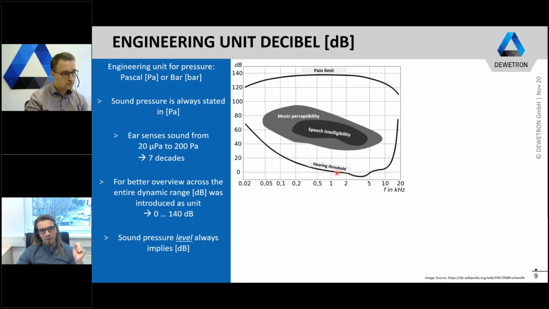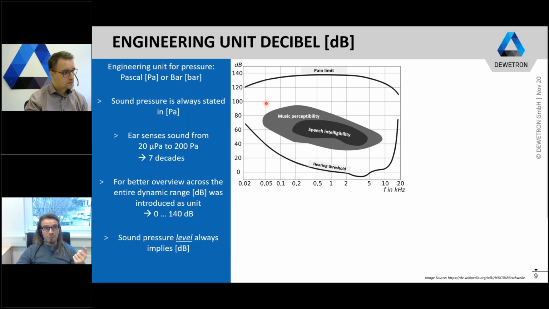And you see here that the human ear is very sensitive in the area from 1 kilohertz to 5 kilohertz. When we decrease the frequency, we need more sound pressure to activate the sense of hearing. And also here in the upper frequency range, we need more sound pressure level to stimulate the sense of hearing. Speech, for example, is in the frequency range from approximately 200 hertz to 5 kilohertz, at a sound pressure level from 40 to 70 dB. And music perceptibility has a larger area, which you see here.